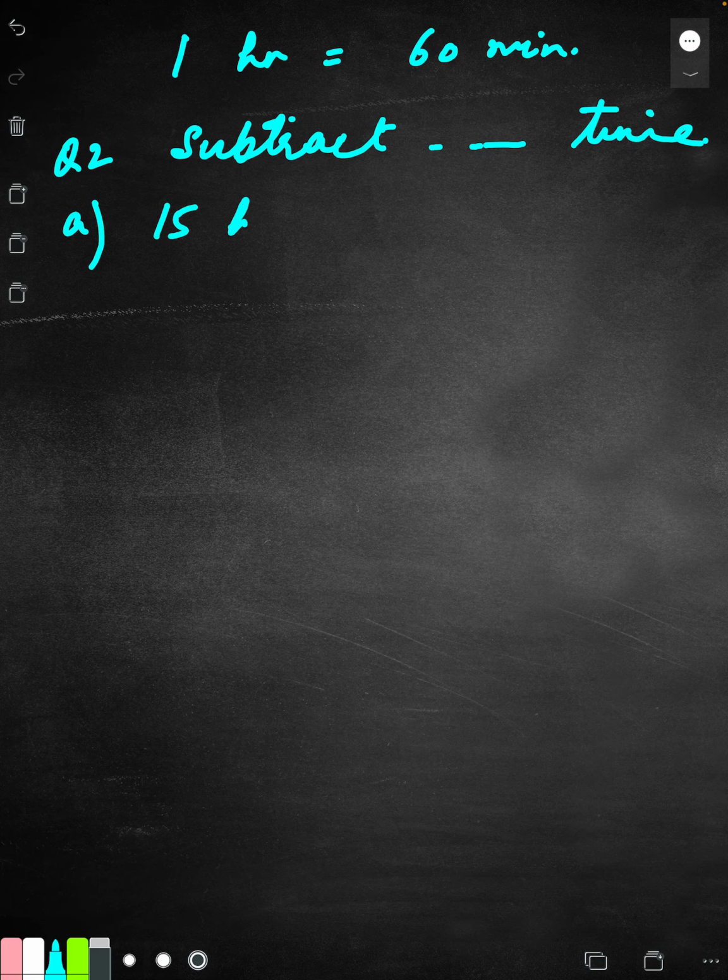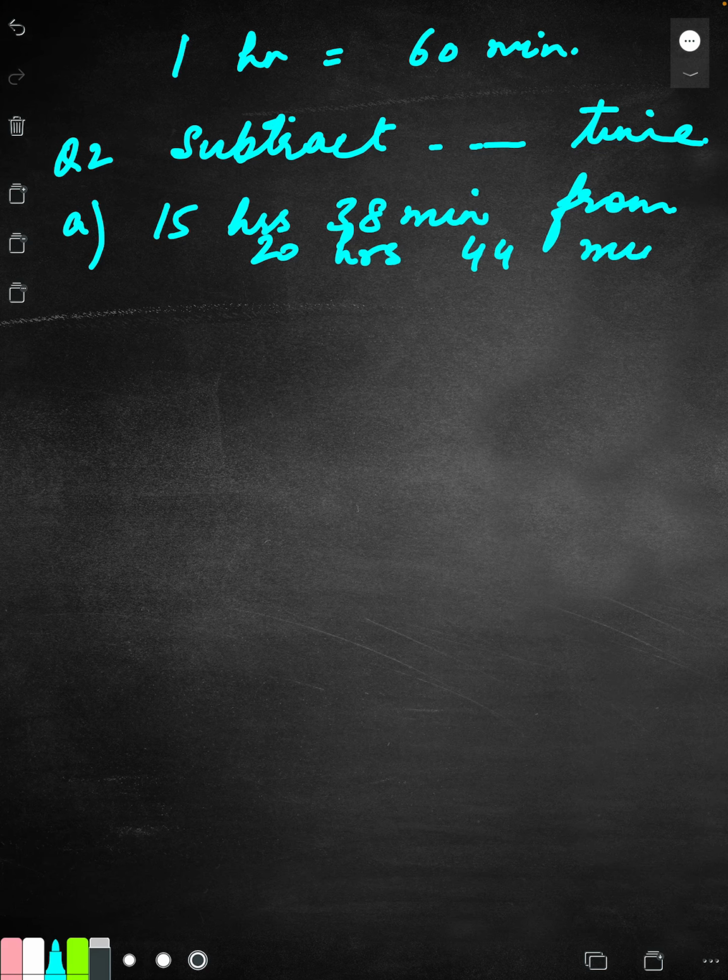The first part, children: we have 15 hours, 38 minutes. We have to subtract from 20 hours, 44 minutes. Dear children, the first part of this question is vertical arrangement. As you have learned since childhood, we arrange unit below unit, right? And the number which is after "from" is the bigger one. So we write the bigger number first.